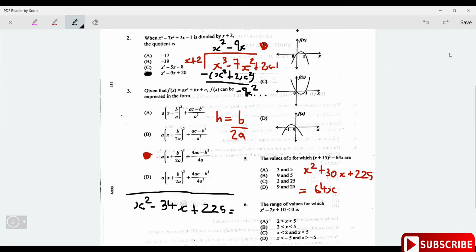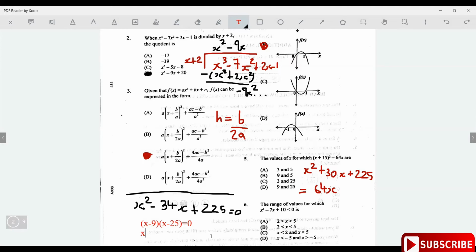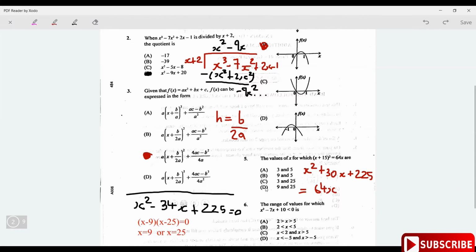So all you need to do is go ahead and factorize. So going ahead and factorizing, we notice what? We get x minus 9 times x minus 25 equals 0. Because you ask yourself, which two numbers when you times them, you get 225. When you add them, you get 34. It has to be 9 and 25. And so x equals 9 or x equals 25. That is it. That looks like option D.